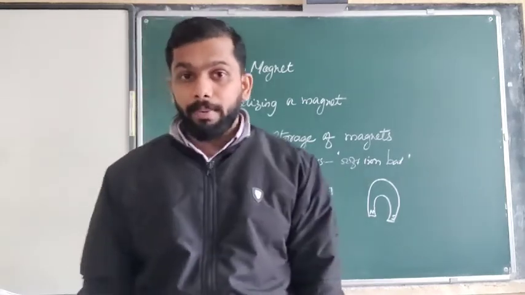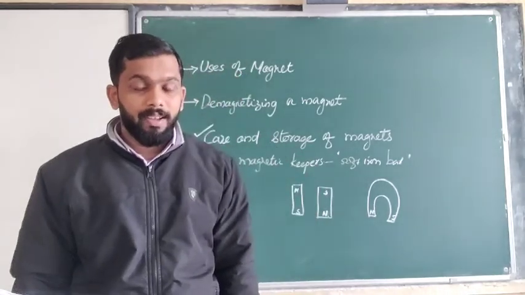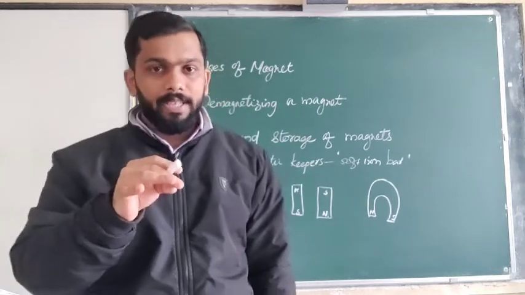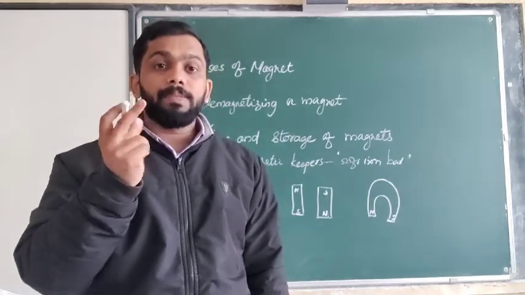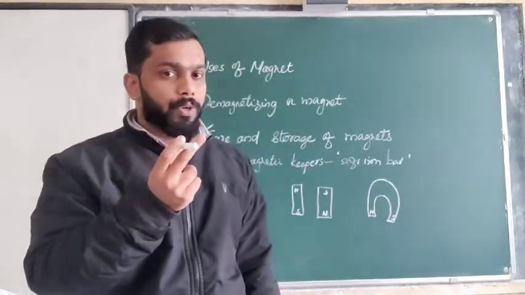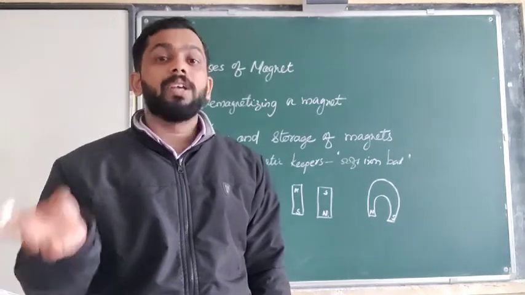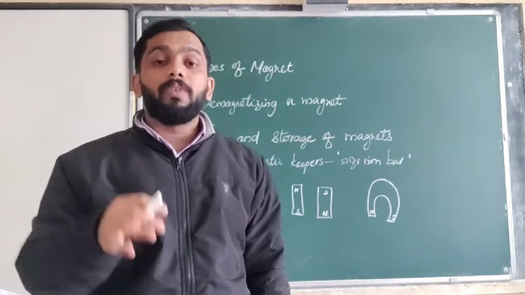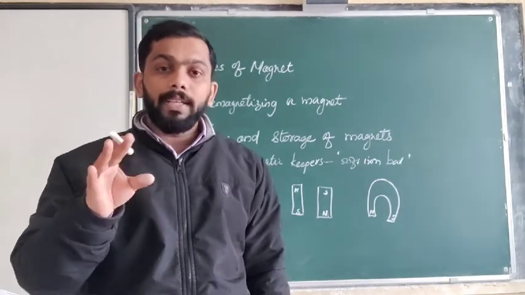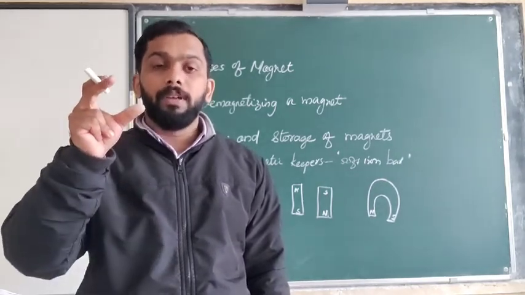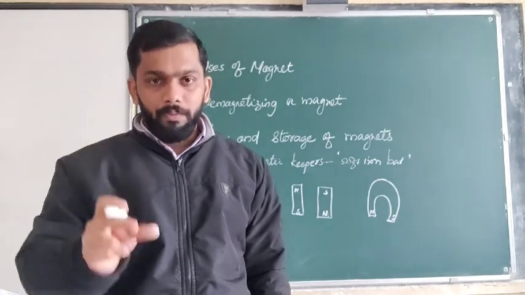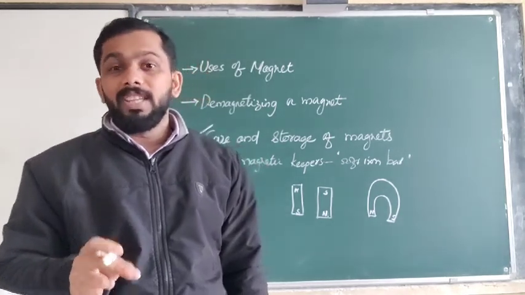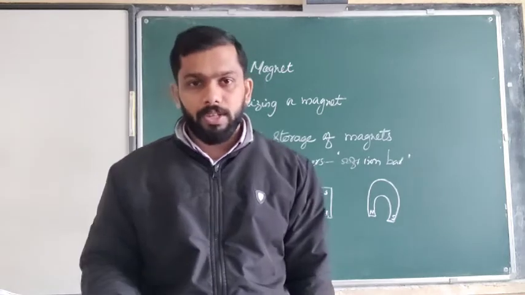And we know the directive property of the magnet, is it not? That means the earth has magnetic properties. A freely suspended magnet will always show the north-south direction. That means this magnet is under the influence of the magnetic properties of the earth. As a result, what will happen? Automatically the power of the magnet will get weaker and weaker. This is called self-demagnetization.